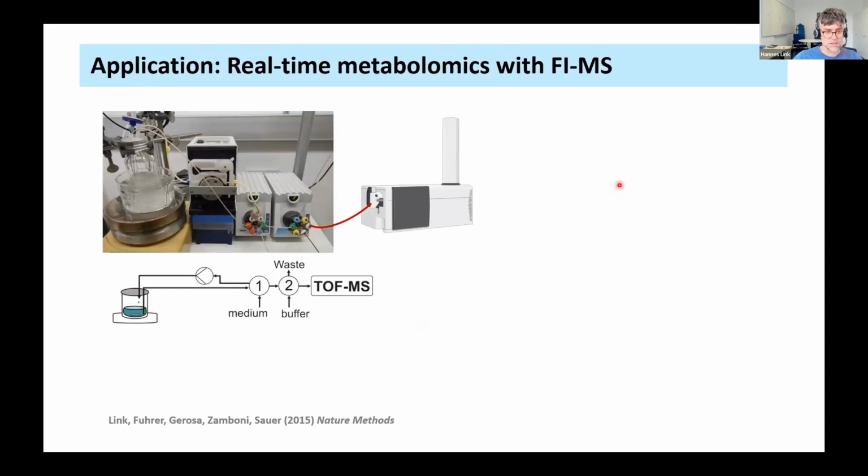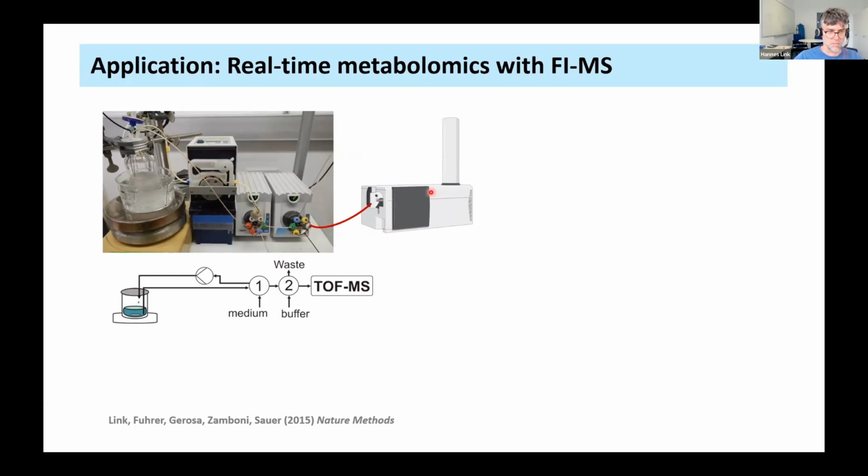Another application is, this is back from my postdoc time at ETH Zurich in the group of Nicola Zamboni and Uwe Sauer. There we just used flow injection mass spectrometry to do something like real-time metabolomics. And what we did is shown here. So in this picture, you see a setup where we have E. coli culture here, and then we pumped this E. coli culture directly into the mass spectrometer.